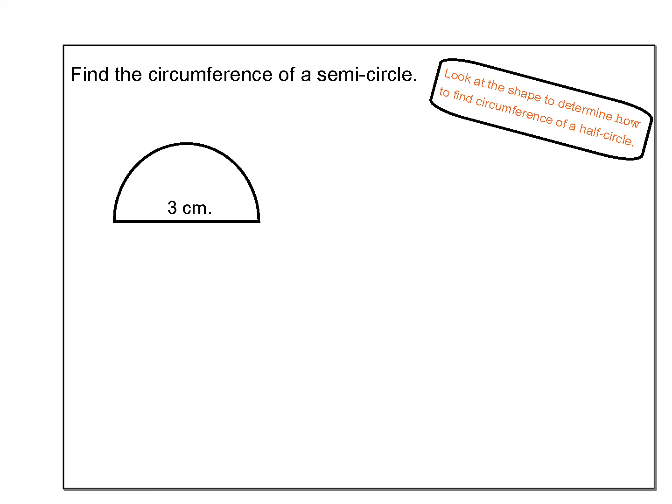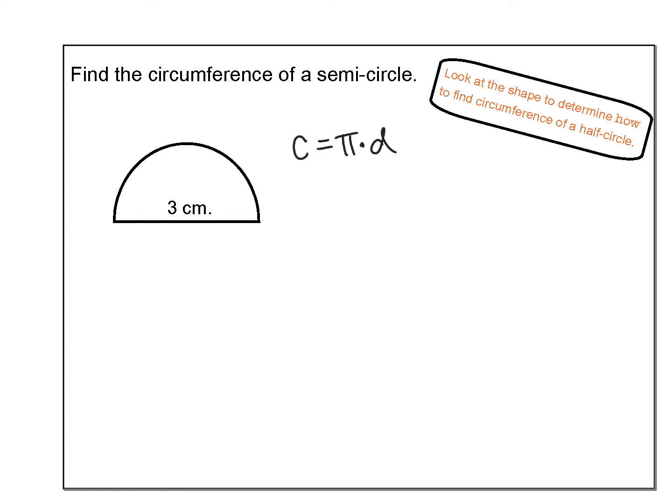All right, and so the next concept that we looked at the week prior to spring break is finding the circumference of a semicircle or a half circle. And I left us a good little note right over here. It says, look at the shape to determine how to find circumference of a half circle. So this is really just kind of common sense. The formula that we're using for circumference of a circle is the circumference equals pi times diameter. So that's the same formula we're always using to find the circumference of a circle.